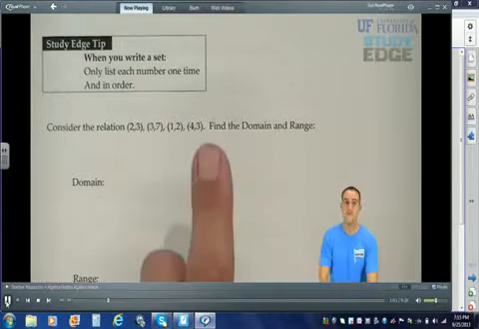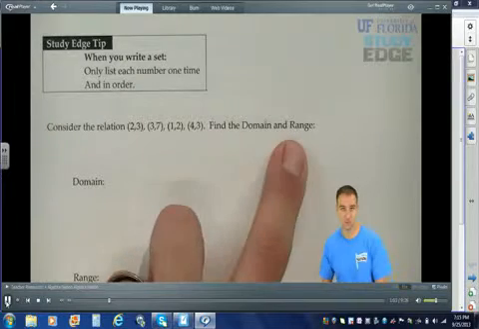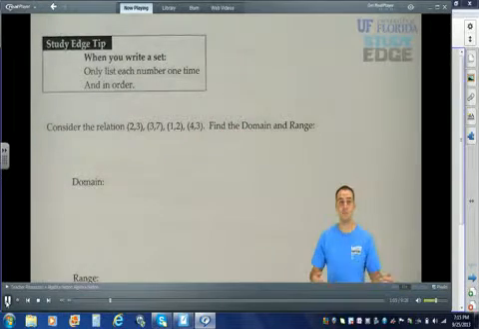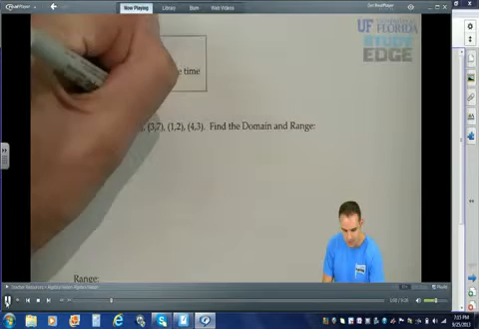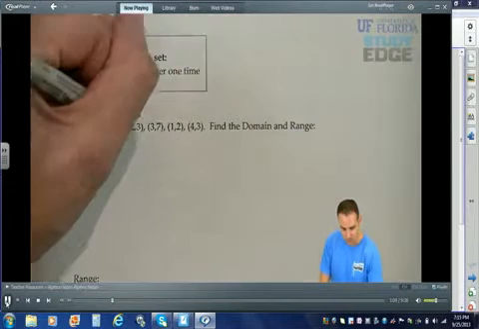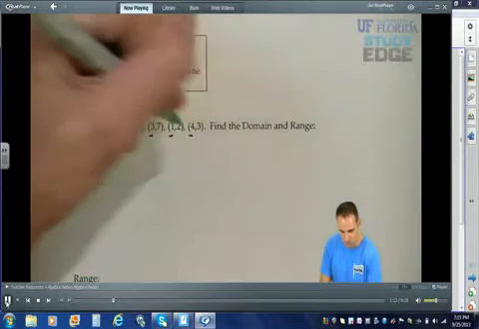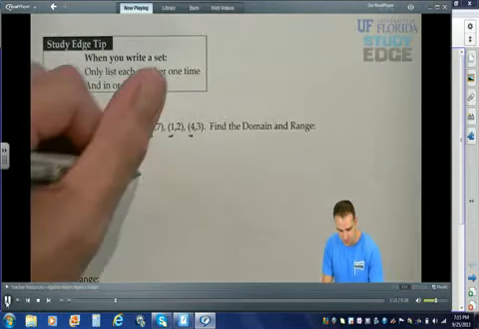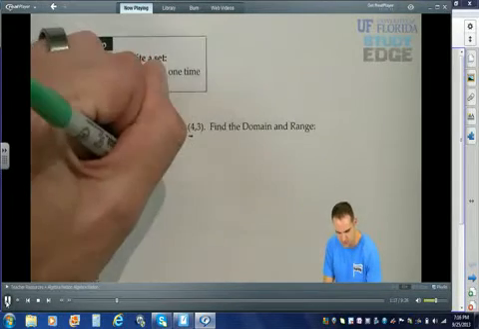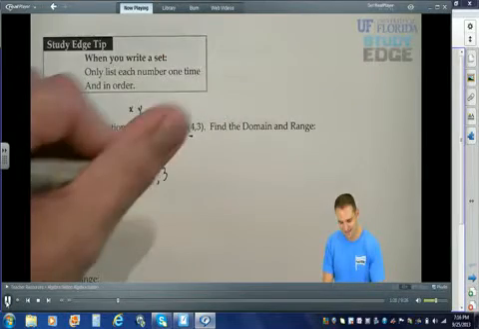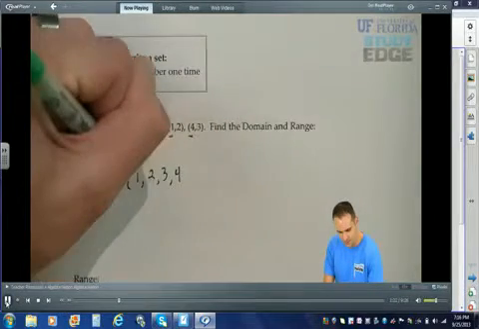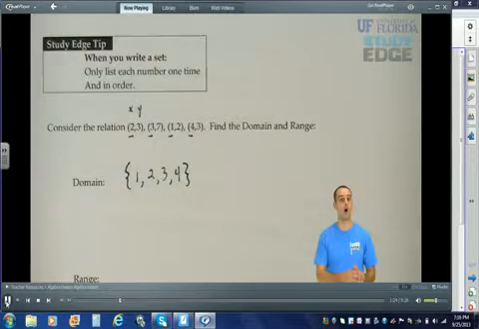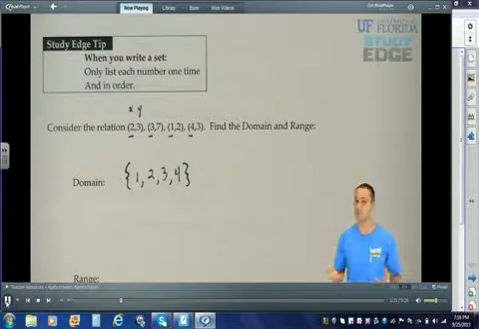Considering this relation, find the domain, and we'll find the range. Find the domain. Remember, a coordinate is x comma y, meaning I'm going to look at all the x coordinates: 2, 3, 1, and 4. I'm going to write it in order, meaning the smallest is 1, then 2, then 3, then 4. And remember our set notation. So all of these elements are the set for the domain.